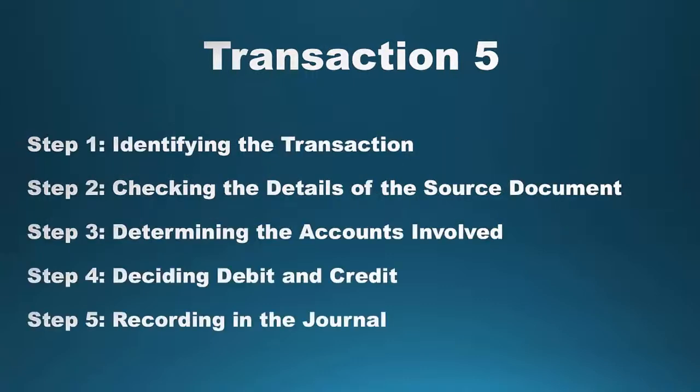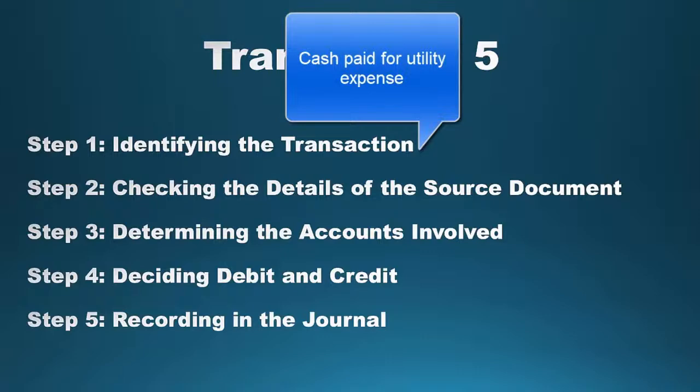Step 1, identifying the transaction. In this transaction, Neelam pays $200 to cover utility bills, such as electricity and water, for her shop. This is a necessary expense for operating the business, so it is classified as an expense. The payment is made in cash, which reduces the business's cash balance.